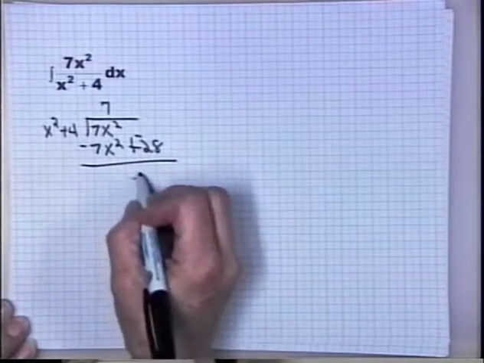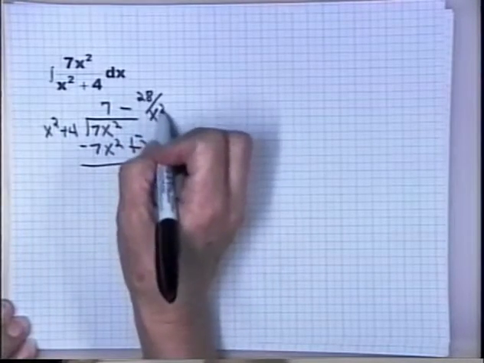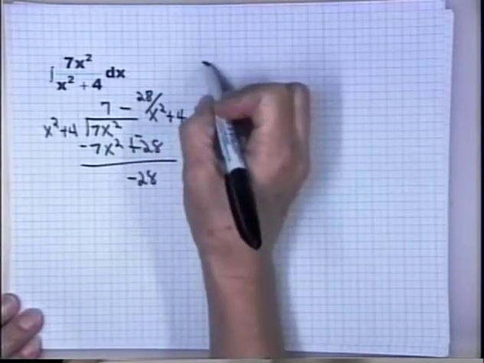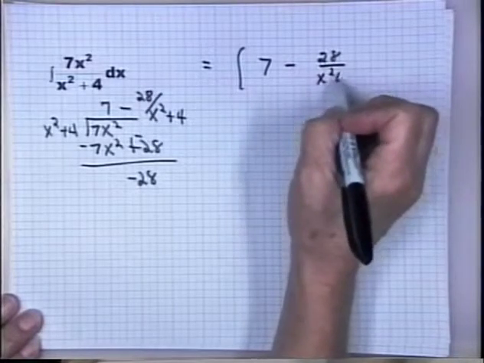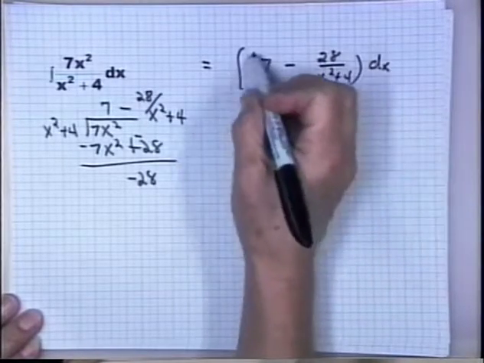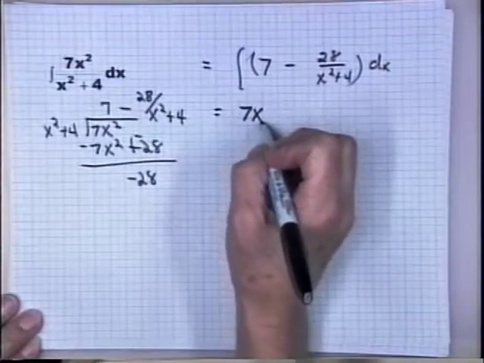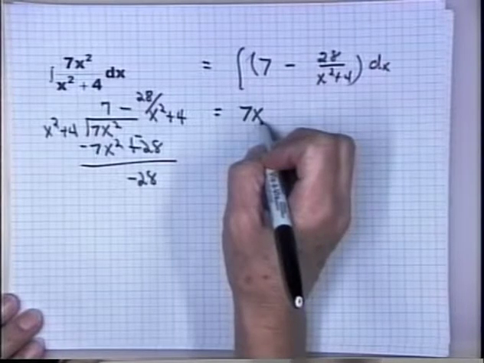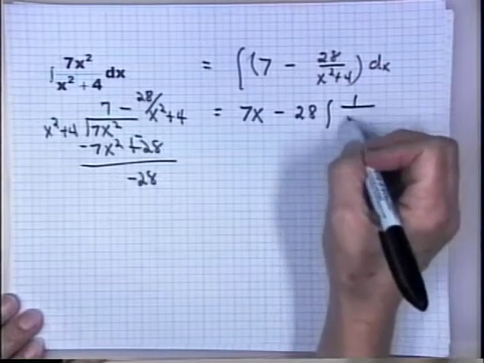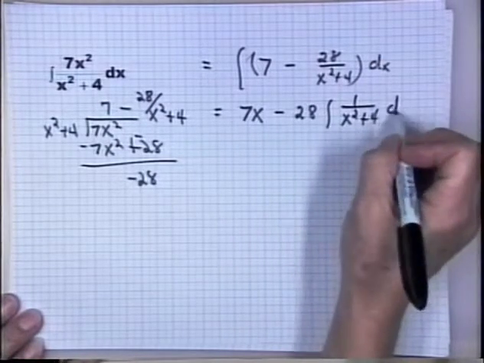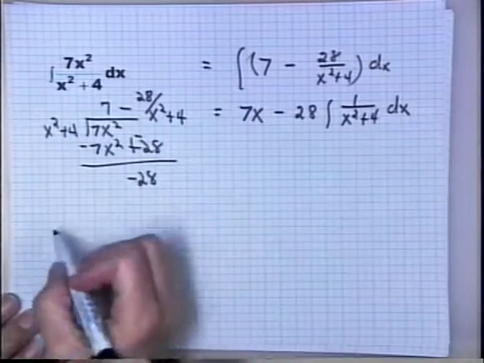Notice 0 subtract 28 gives me negative 28. So my remainder is a negative 28, which I put over the divisor. So we're going to write this as 7 minus 28 over x squared plus 4 times dx. Now, the antiderivative of 7 with respect to x is just 7x, isn't it? Okay, so we've got that. Now, here I'm going to write this as minus 28 times the antiderivative of 1 over x squared plus 4 times dx. Now, this one is going to be that arctangent form like we just did.